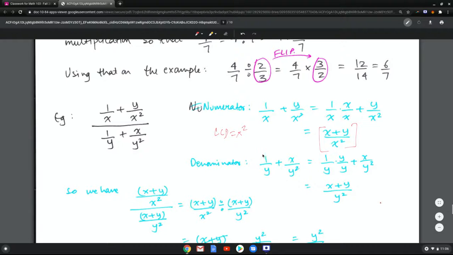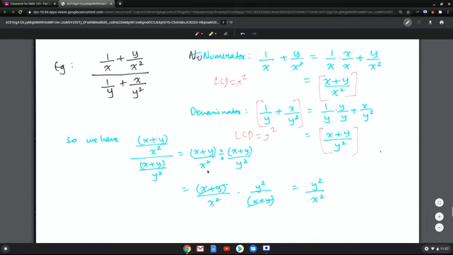In the denominator, I have 1 over y plus x over y squared. So the LCD here is y squared, and I end up with x plus y over y squared. Then I do numerator divided by denominator, which makes me flip the denominator, and I cancel out whatever cancels out, and that's my final result.